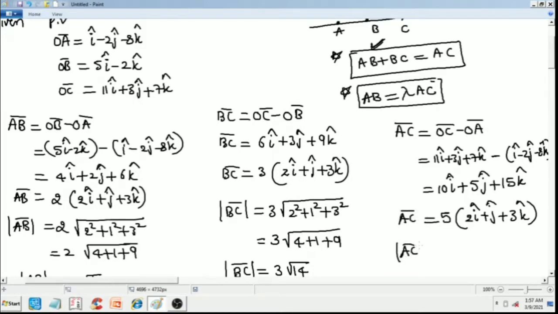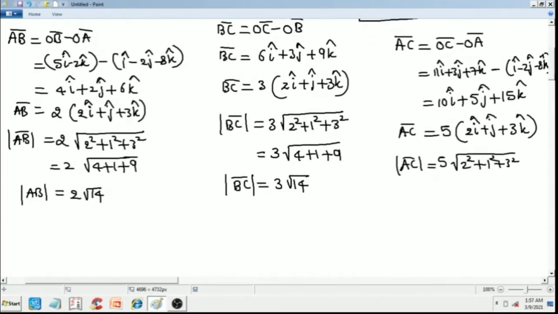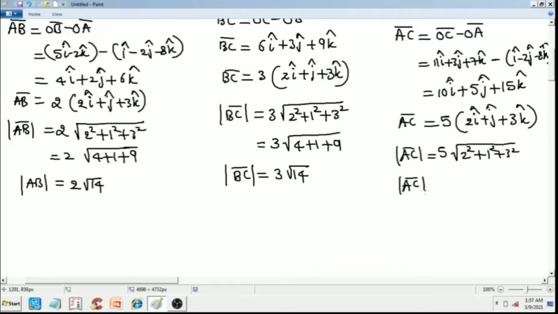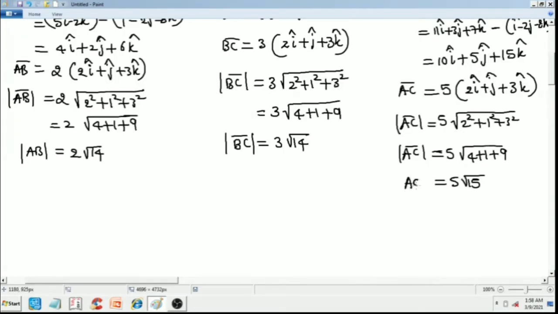The magnitude of AC is 5 into root over 2 square plus 1 square plus 3 square. So here the magnitude of AC is 5 into root over 4 plus 1 plus 9, so 5 times root 14. So here the AC magnitude is equal to 5 times root 14.